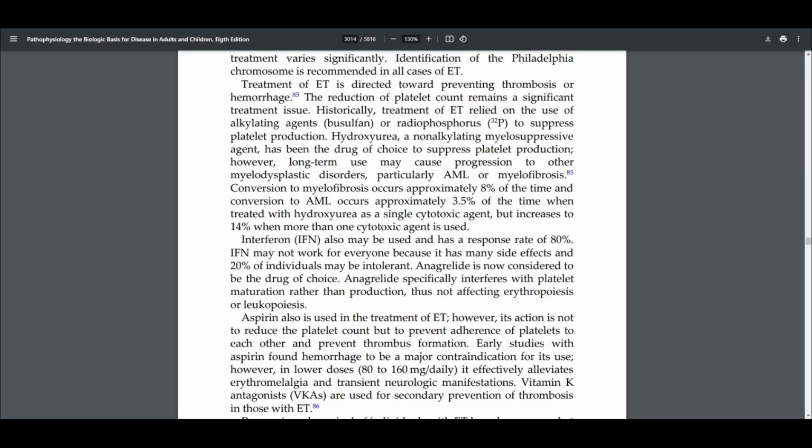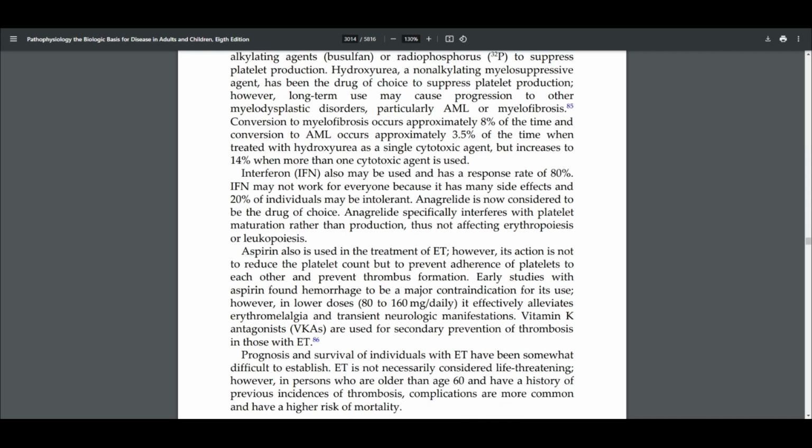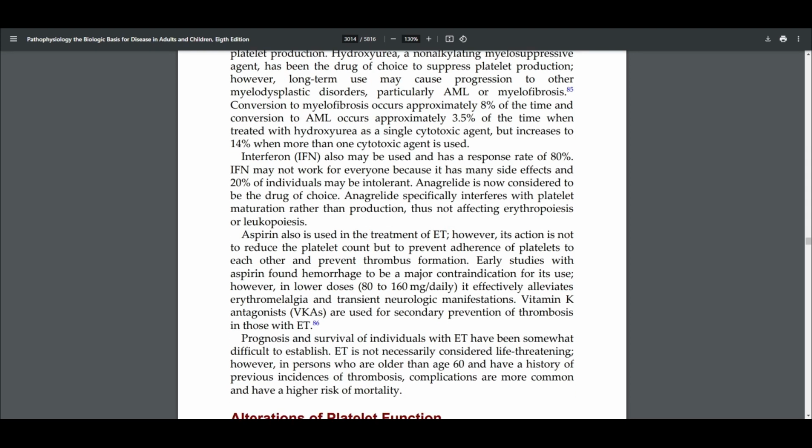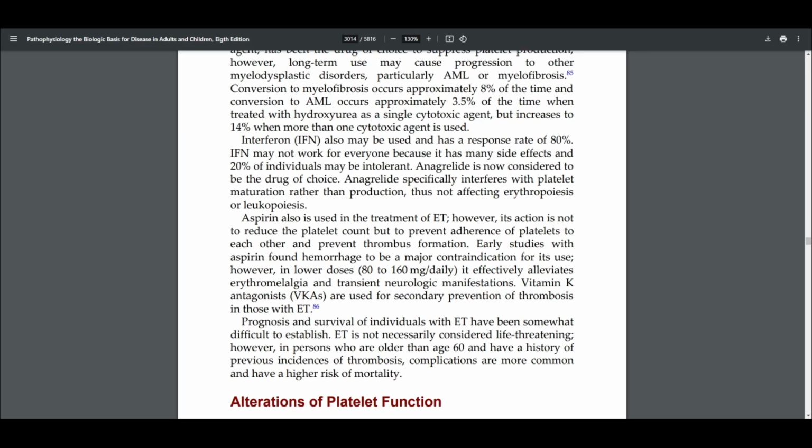Conversion to myelofibrosis occurs approximately 8% of the time, and conversion to AML occurs about 3.5% of the time when treated with hydroxyurea as a single cytotoxic agent, but increases to 14% when more than one cytotoxic agent is used. Interferon also may be used, with a response rate of 80%. Interferon may not work for everyone because it has many side effects, and 20% of individuals may be intolerant.